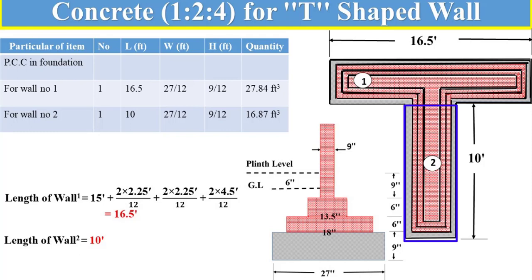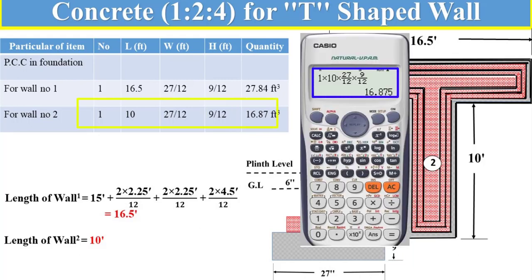Now for wall number 2, the length of concrete is 10 feet. The width of concrete is 27 inches and the thickness is 9 inches. For the total concrete in wall number 2, multiply 10 with 27 divided by 12, multiply 9 divided by 12. So the total quantity of concrete in wall number 2 will be equal to 16.87 cubic feet.